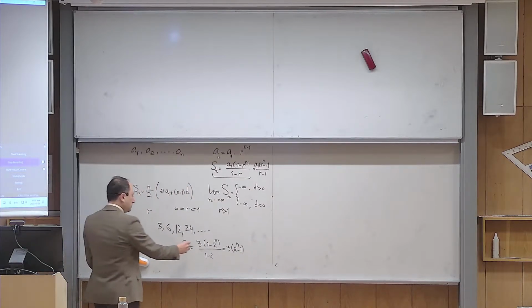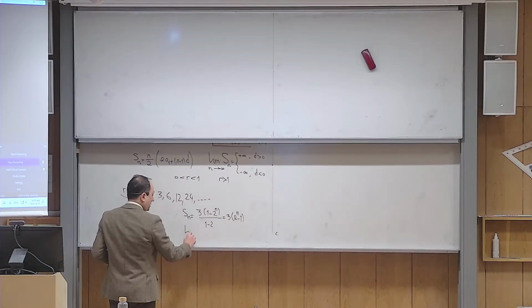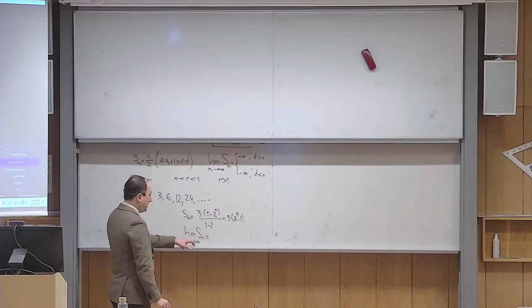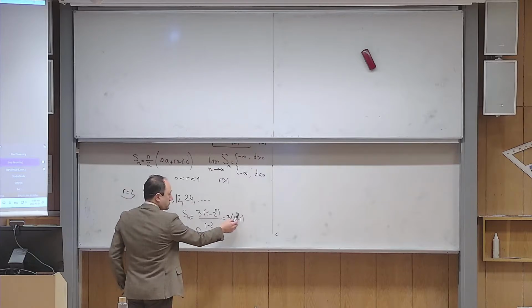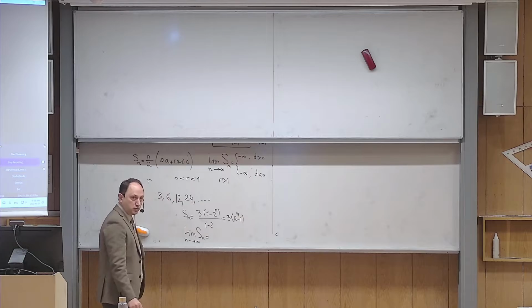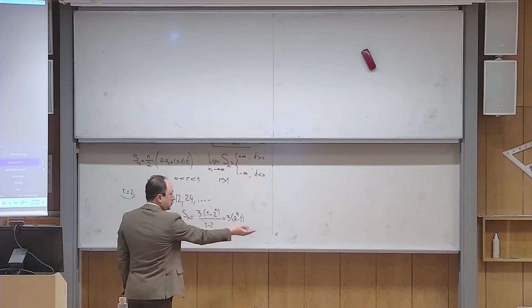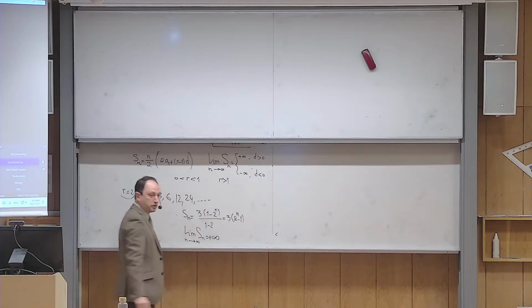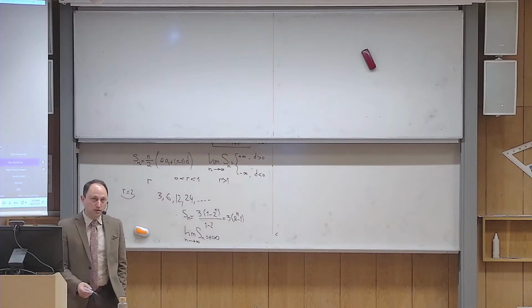Now I ask you, what is your intuition about the limit of Sn when n goes to infinity? I am making n a huge positive number. When n is a huge positive number, 2 to that power becomes a huge number. And then minus 1 is a huge number, multiplied by 3 is still a huge positive number, so it's positive infinity. There's nothing interesting in that.